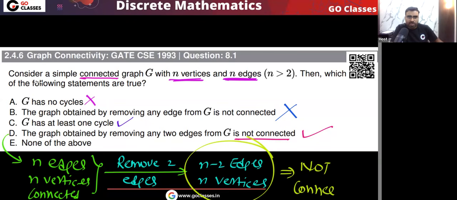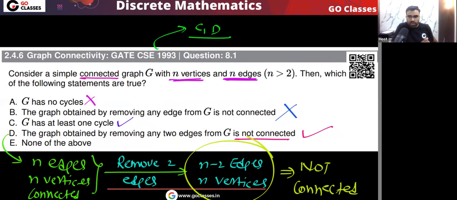Because remember, a minimally connected graph is a tree, and every tree has n minus 1 edges. So if you want to create a connected graph with the minimum number of edges, then you need n minus 1 edges. Is this clear? So if you have n minus 2 edges, then definitely it is not connected. So the answer for this question will be option C, D.